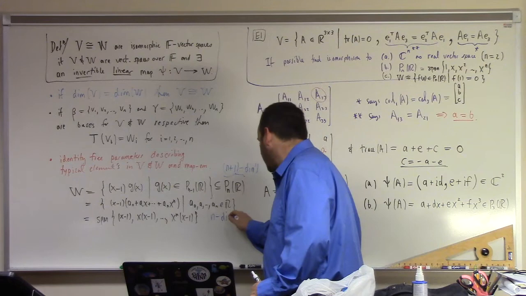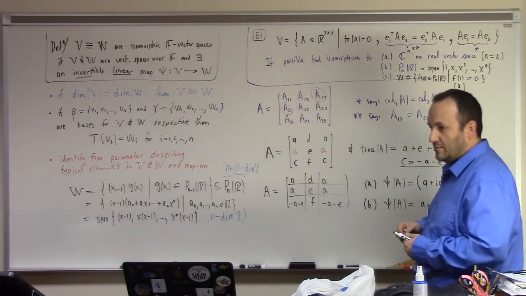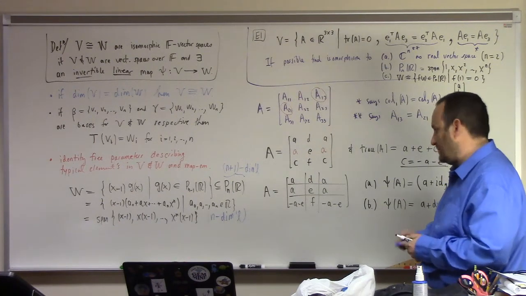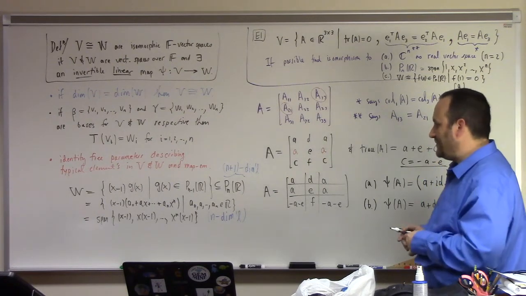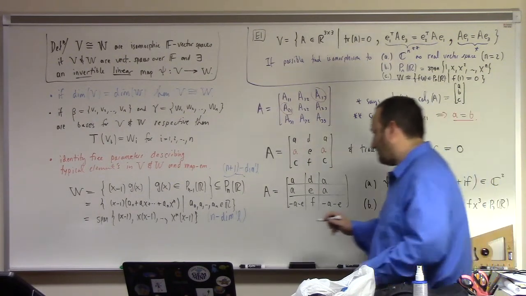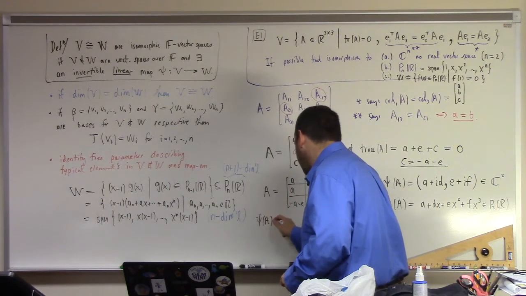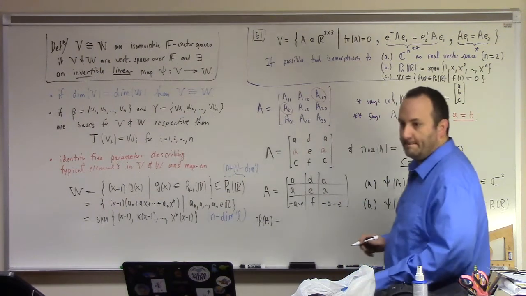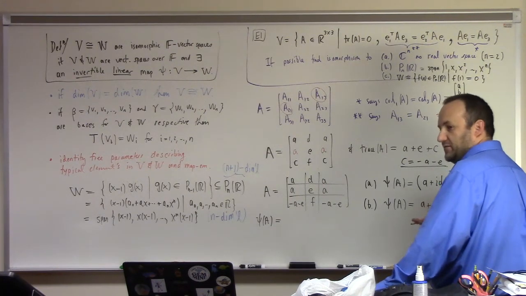So going back to my question, can we find an isomorphism to W? What would psi of A be in this case? More specific, we're going to put n equals 4, right?